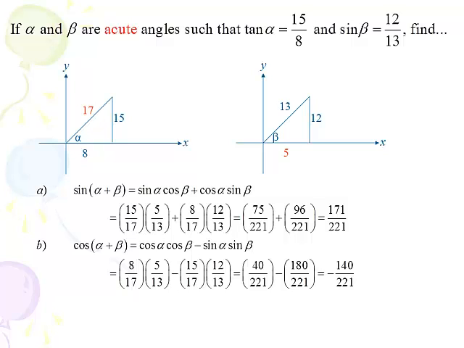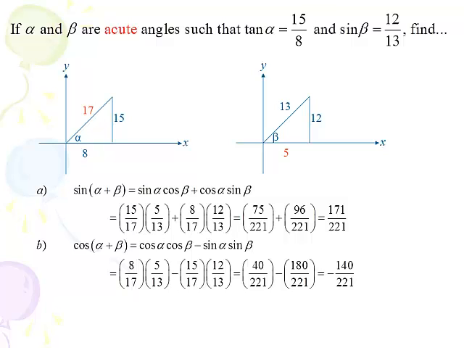And we get 8/17, 5/13 minus 15/17, 12/13. Notice the common denominators always work out. And we get 40 over 221 minus 180 over 221. And that leads us to a negative 140 over 221 for our final answer on that one, cosine of alpha plus beta. Part C then said, find the quadrant containing alpha plus beta.